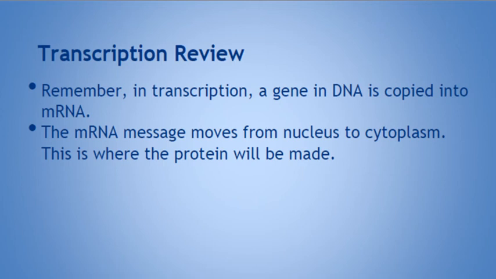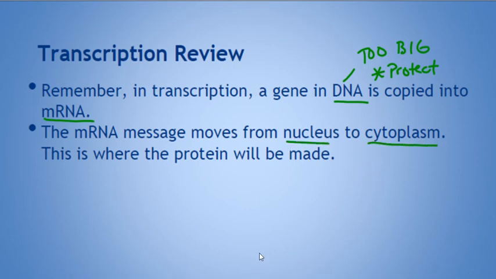So a little review is we need to go from DNA to mRNA. Why? Because DNA is too big and we have to protect it. Can't risk having it moved around, getting damaged. So we are going from the nucleus to the cytoplasm. And the cytoplasm is the site of where translation will occur, whereas the nucleus is the site of transcription.